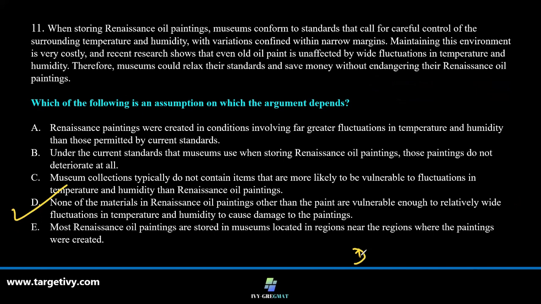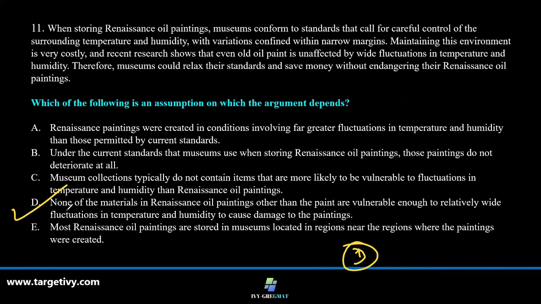So the assumption in this case is none of the material in Renaissance oil paintings other than the paint are vulnerable enough to relatively wide fluctuations in temperature and humidity to cause damage to the paintings. Yes, this one. Absolutely correct.